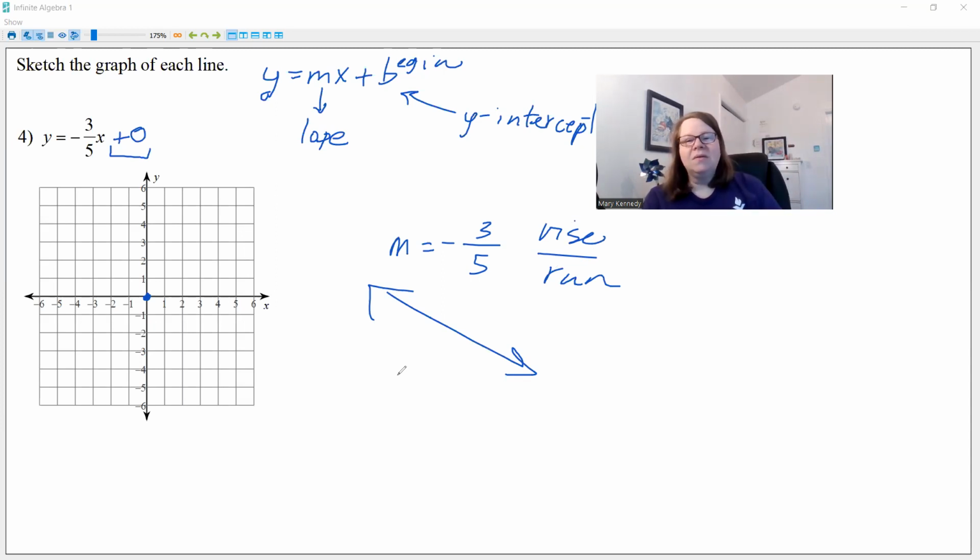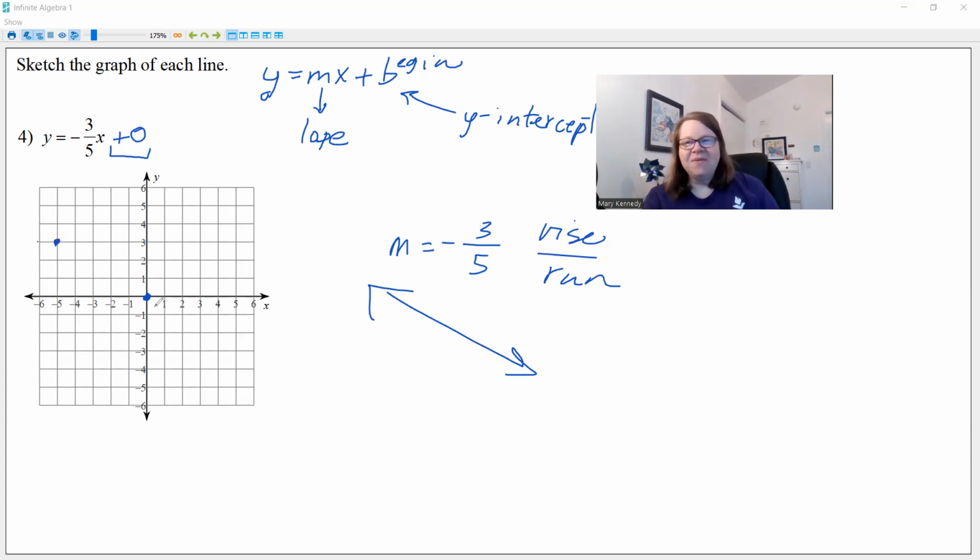So there's a couple of ways to think of it. For me, I always try to go up 3. I always try to go up on the top number. And then the run just tells me that I'm going to go to the left or right. And because it's negative, I'm going to go left. So left 5 and put a point there. Almost went to 6. All right.